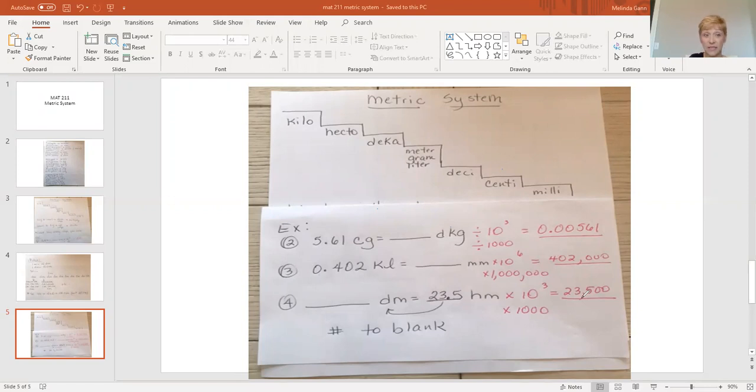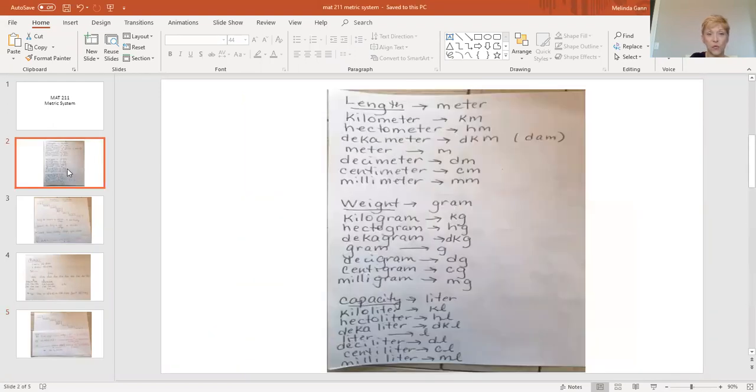All right, is that making sense? Down the steps, you're multiplying. Up the steps, you're dividing. Now let's go back one more thing real quick before we stop. Okay. Back here.